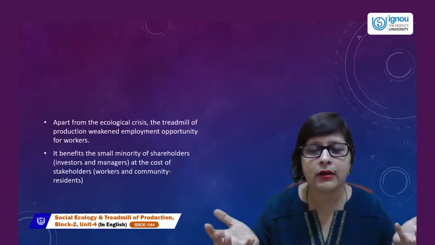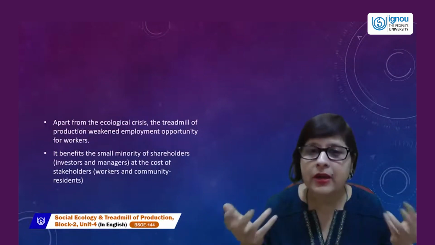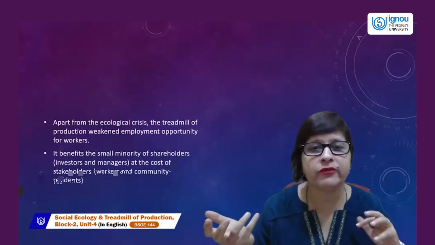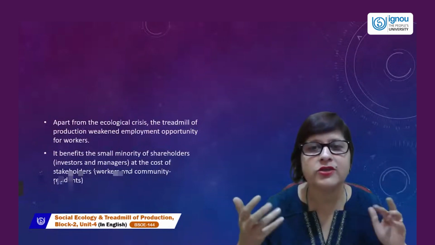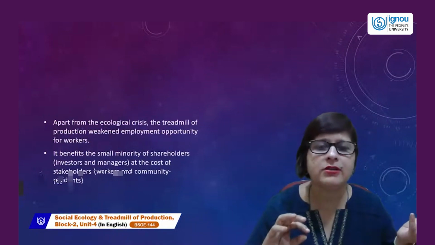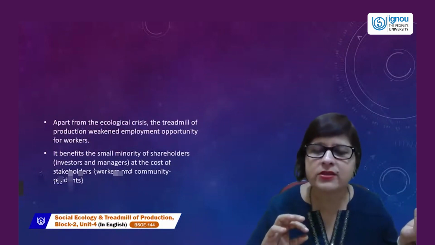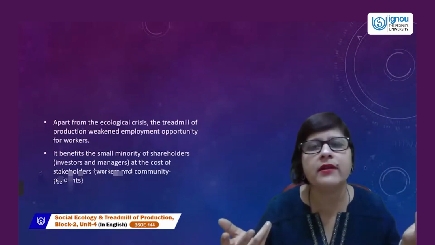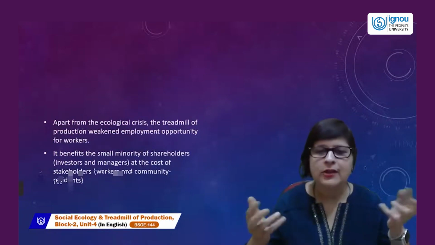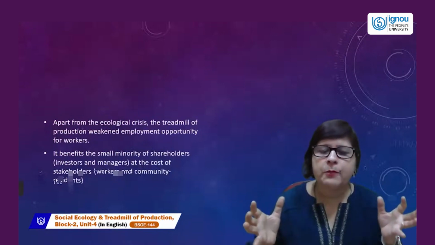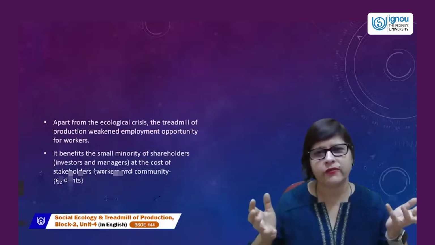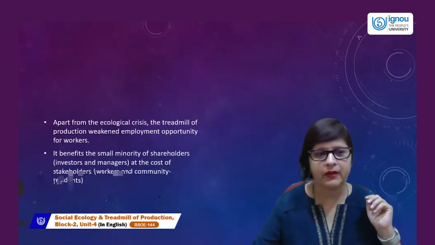How is it impacting the community? Because of the impact of production on the ecology. This treadmill is impacting the ecology, and ecology in return impacts the society, because there is an interrelationship between human society and the ecology. All right. So this treadmill is benefiting a small group at the cost of the larger group, right?